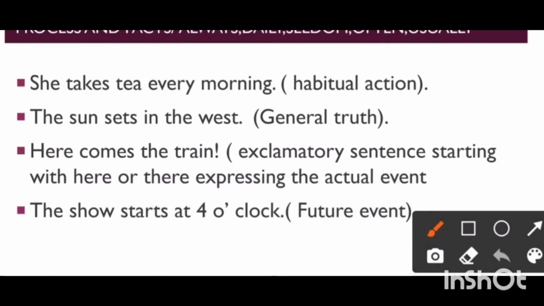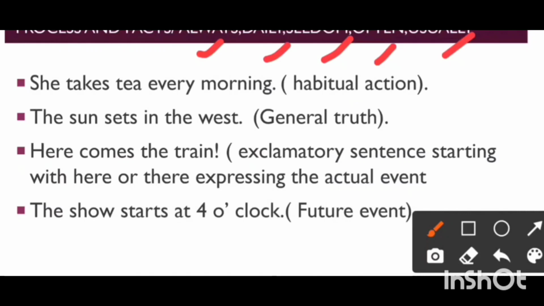There are some time expressions, keywords which also help us to tell about the tense. Always, daily, seldom, often, usually. I always speak the truth. They play in the garden daily. They seldom tell a lie. I often get late for school. I usually do my work on my own. So we can use these time expressions also.